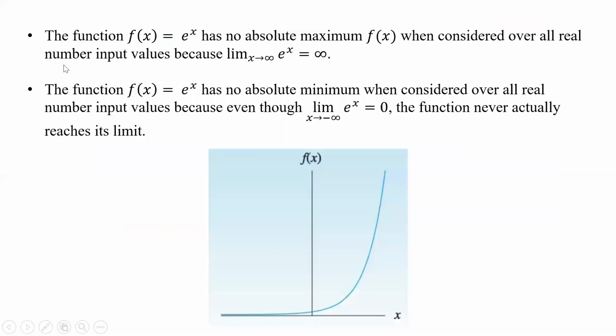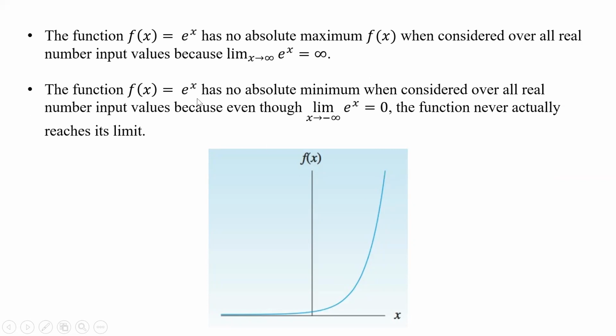So, for example, if we have the function f of x is equal to e to the x, that has no absolute maximum f of x when considered over all real number inputs, okay? And that's because the limit as x goes to infinity of e to the x, well, that's equal to infinity. So no matter where we go, we can keep going up and up and up, and it's going to keep going forever up there. And so there's not going to be a maximum ever, okay?